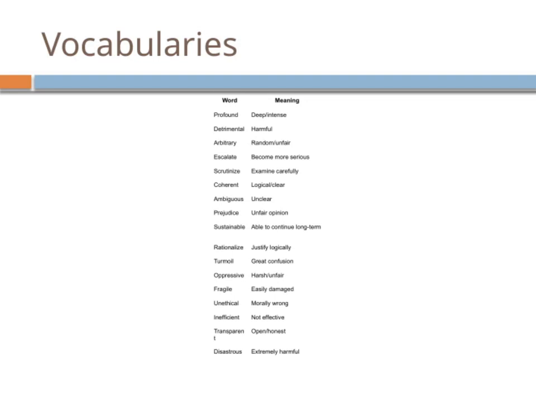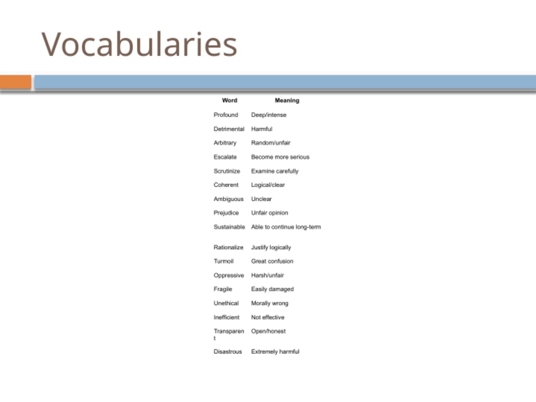Let's take a closer look at some key vocabulary that can really help us understand complex ideas and situations. First, we have profound, which means something deep or intense, often related to thoughts or feelings that run very deep. Then there's detrimental, meaning harmful or damaging, something that can negatively impact a situation or even people's well-being. Next is arbitrary, which describes decisions or actions that are random or unfair, lacking a clear reason or logic.